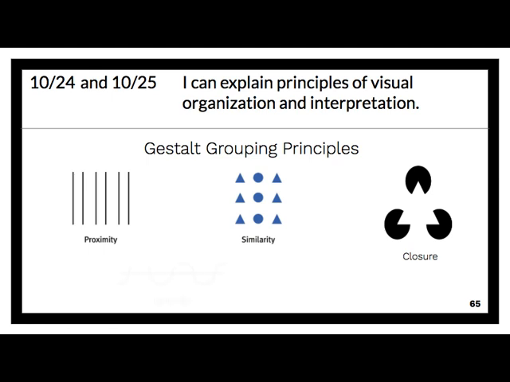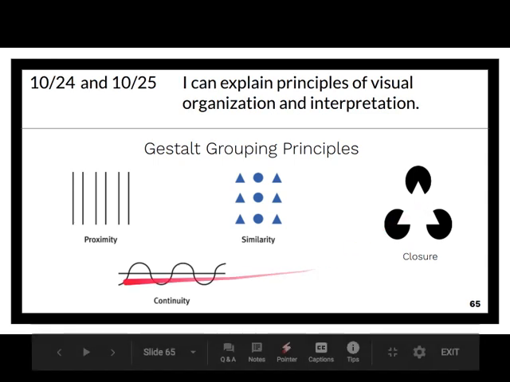Then the fourth one is continuity. So for continuity, what happens is our eyes follow these lines. So even though it's going through another line, we still perceive it to be continuous. We perceive this wavy line to be continuous because our brain is going to follow that.